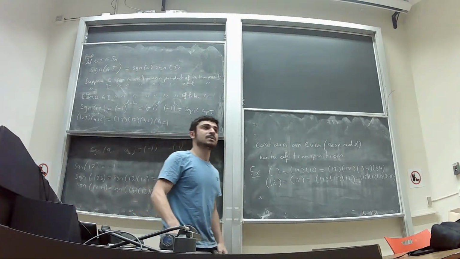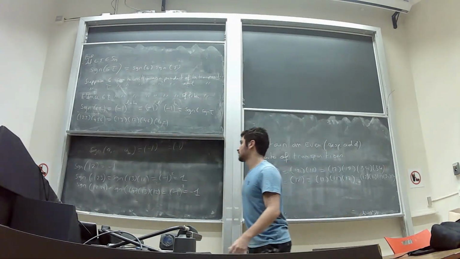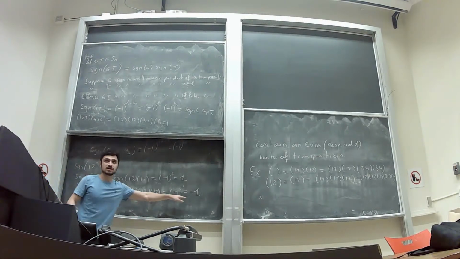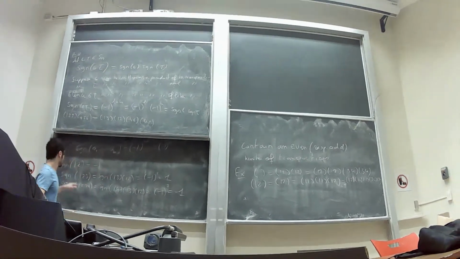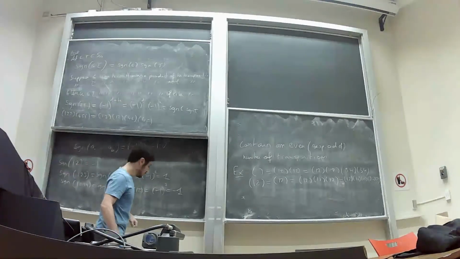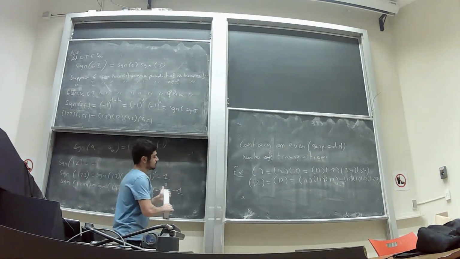Okay? So if you have a cycle of even length, (1 2 3 4), it's an odd permutation, has sign -1. And if you have a cycle of odd length, say (1 2 3), it has sign 1. Okay. Great.